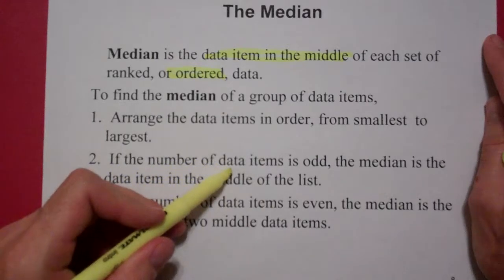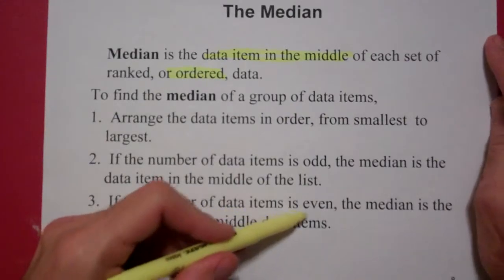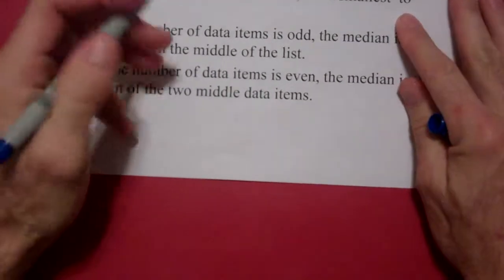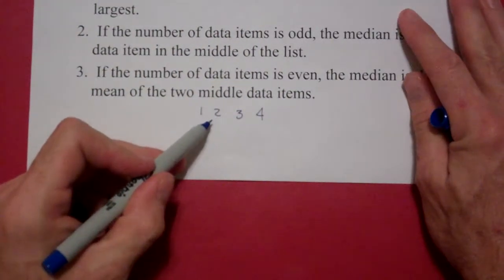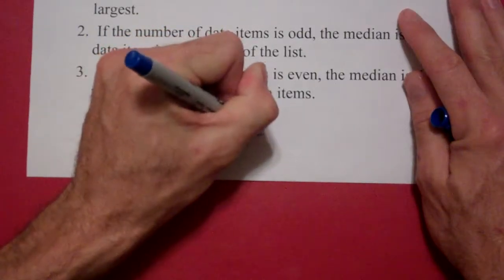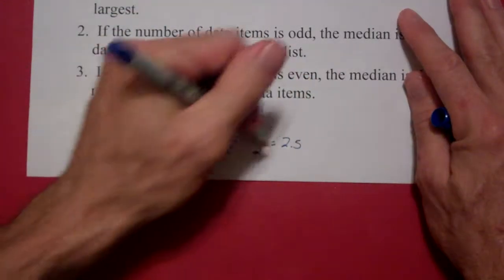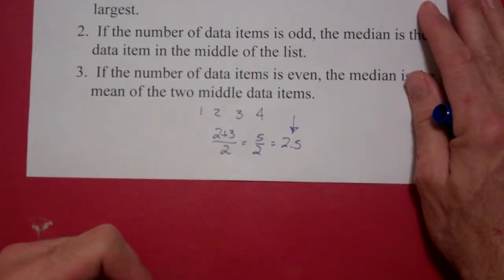And then if the data is odd, the median is in the middle of the list. And if the data is even, then the median is the mean of the two middle items of data. And so literally, if you have 1, 2, 3, 4, the middle of this is 2 and 3. So you add 2 plus 3 together and divide it in half. And you get 5 halves, which is 2.5, just halfway between 2 and 3. So that's the median. And that's how you calculate it if it's even. Alright? But as you can see, the calculator does it for you.